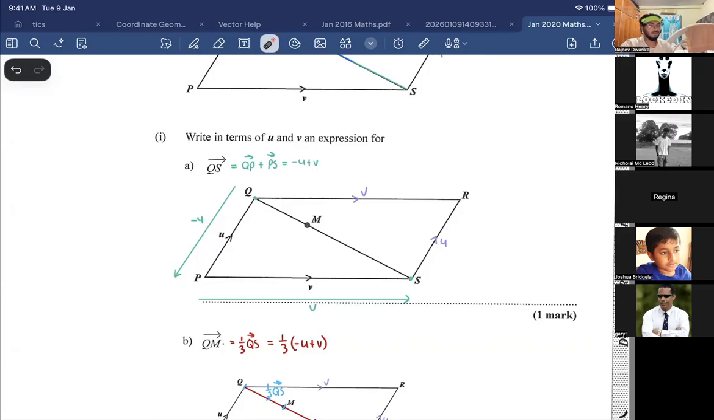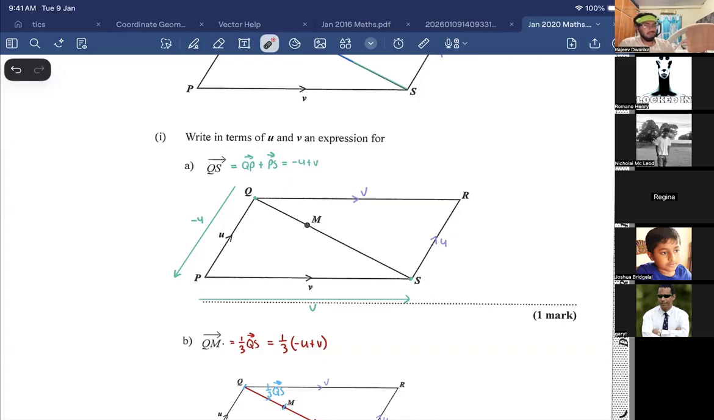So Gary, when you read the first question, what is it asking you to do? Q to S. In terms of what? I read the question, and you will see what I'm talking about. Read the line above it. Right, in terms of U and V, an expression for Q to S. So Gary, all my answers need to be in terms of U and V.